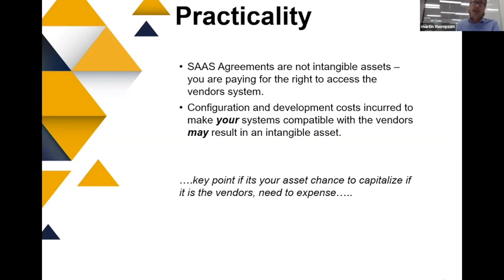And when we're looking at most of these software as a service agreements, they're mostly a monthly type fee arrangement. They do vary, but again, that could give rise to a prepayment.